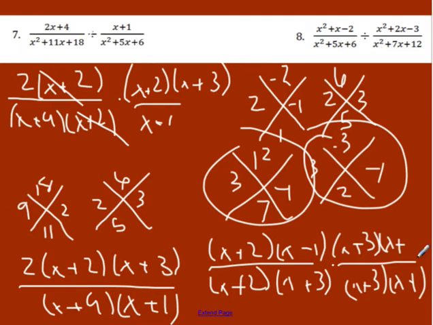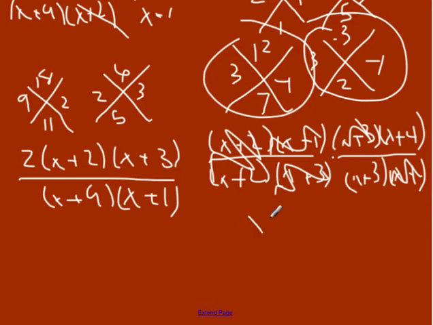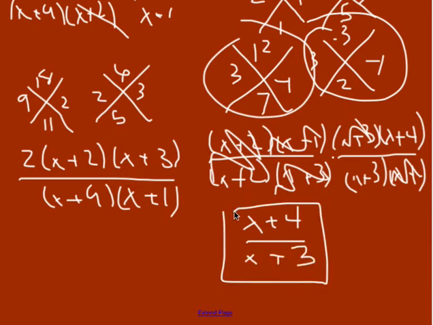So now we're going to cancel out whatever we can. So I can cancel out x plus 2. I can cancel out x plus 3. And I can cancel out x minus 1. So what I'm left with on top is x plus 4 divided by x plus 3. And this right here is my simplified rational expression. I want you guys to go through and find your excluded values, please.